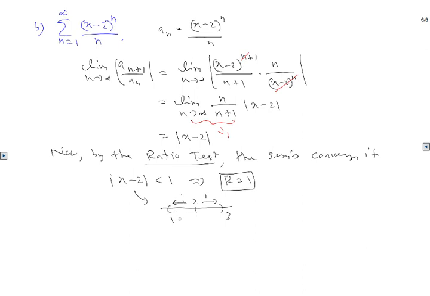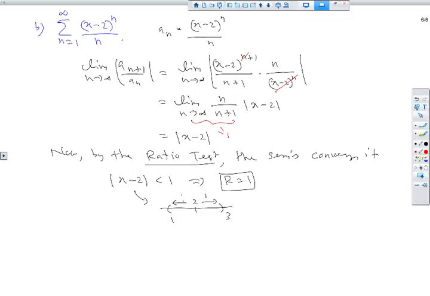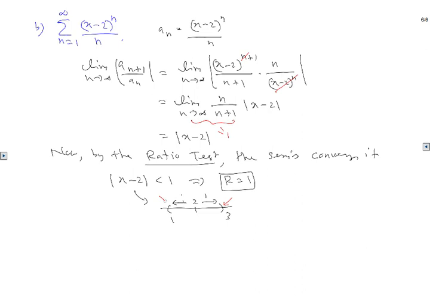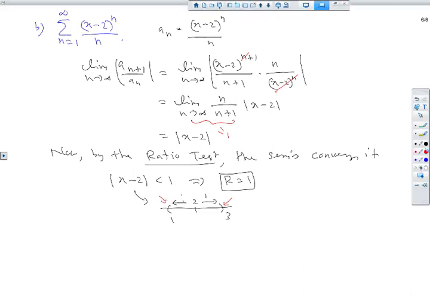So what we need to do is consider those two endpoints separately. So let's see what's going to happen now.